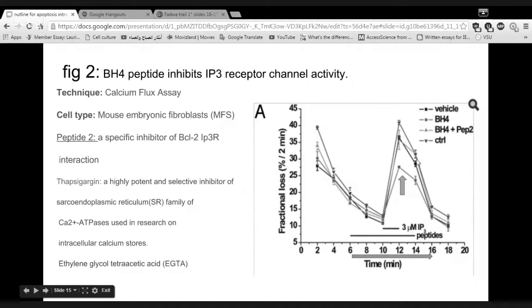While peptide 2, which is a specific inhibitor of the BCL2-IP3R interaction, had the least amount of inhibition, here in the green one. The other peptide by itself had a similar rate of loss as the green one, while the control had the greatest fractional loss over the time.